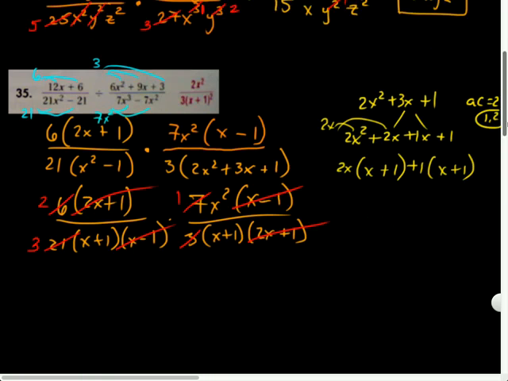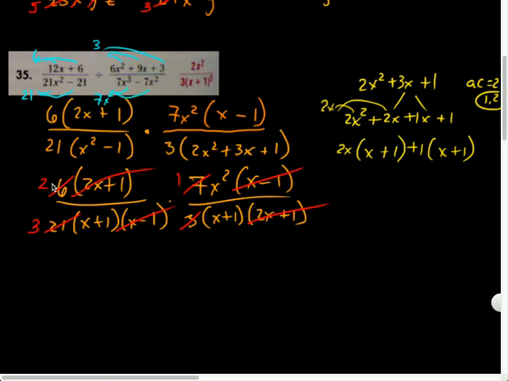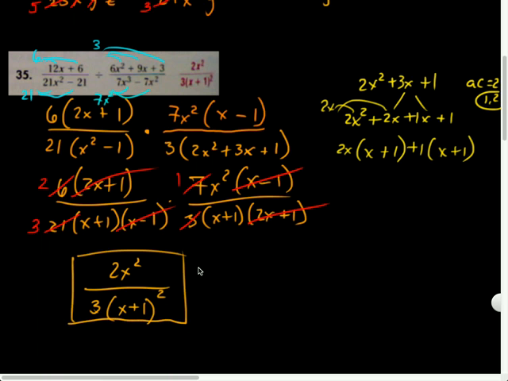So let's see what we get. In the numerator, I've got 2 times x squared is 2x squared, over, in the denominator, I've got 3 times x plus 1 times x plus 1. That is x plus 1 squared. Those don't cancel out because they're on the same level, right? And I believe that's everything I've got. And it seems to verify with the answer up top.